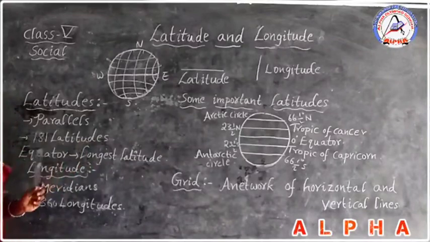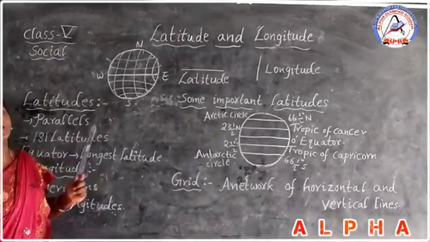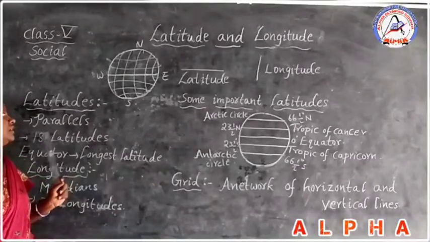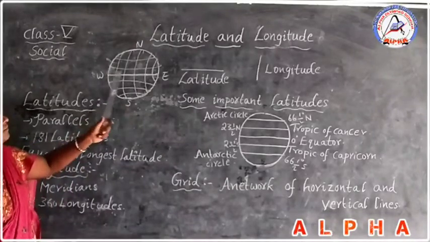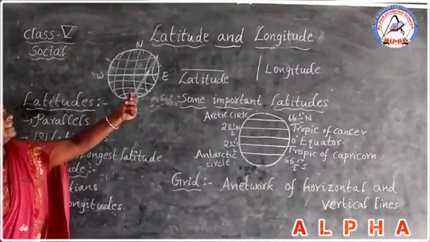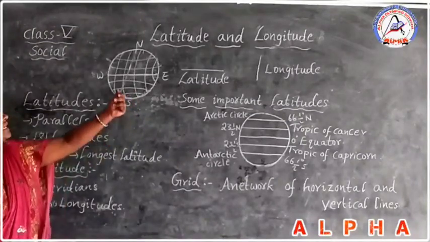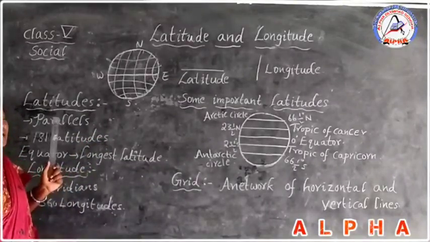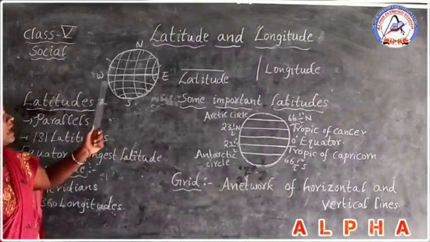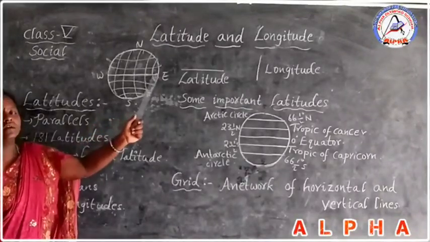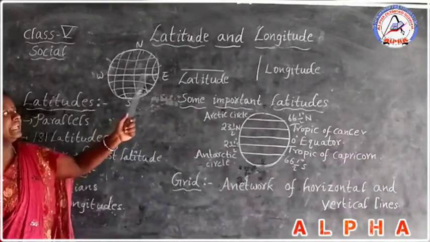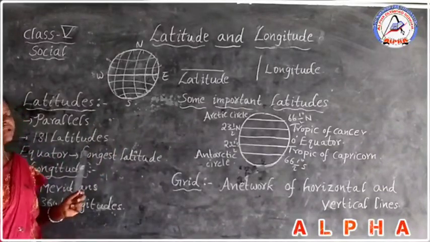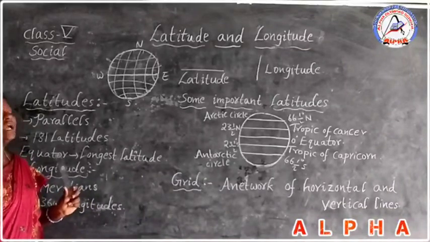How many total latitudes? 181 latitudes are observed on the globe. These are drawn from east to west, and these lines are parallel to each other. That's why latitudes are called parallels. The longest latitude is called the equator.